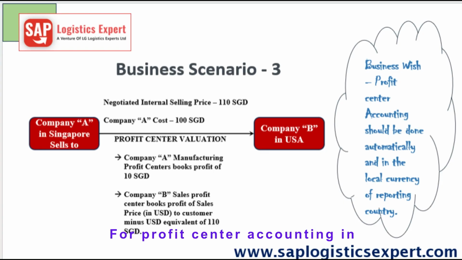For profit center accounting in Company B, the profit is calculated as customer selling price in USD minus the USD equivalent of 110 SGD, the intercompany transfer price. This way, each company's profit centers reflect their respective margins. Company A shows manufacturing profit. Company B shows sales profit after converting the intercompany cost into USD.